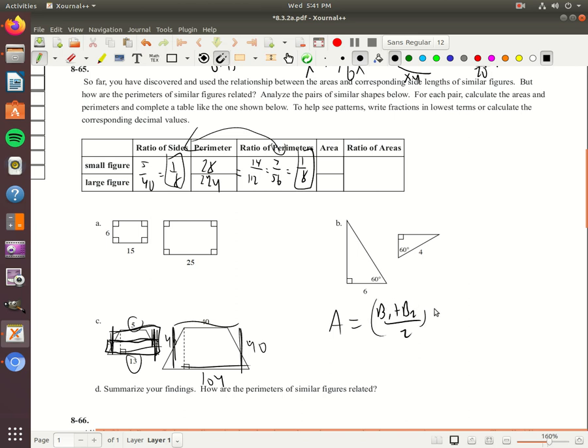I guess I didn't finish this. That's why that's going to be the formula, times h. So when we go here, 40, 40, and this one was 104.